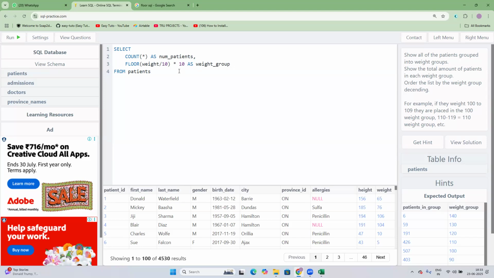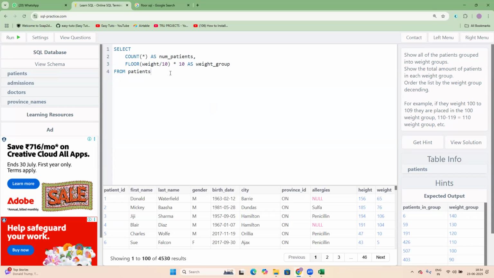Okay, cool. So Jay, just to confirm, we are just trying to reduce the patients who are 100 to 109 to a single number, that is 100. Yes, exactly. All the patients ranging from 100 to 109 should be grouped under 100.